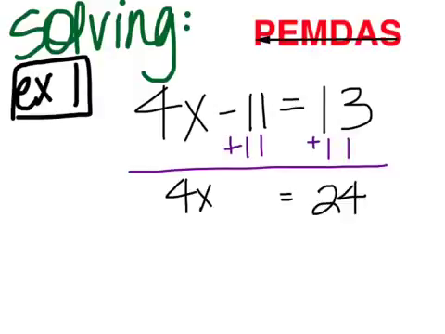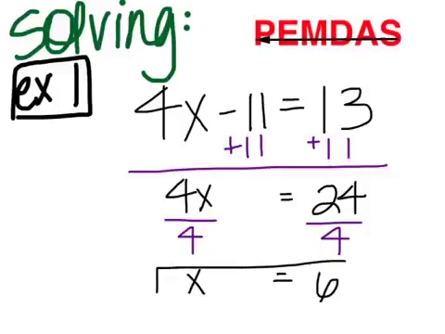We get 4x equals 24. We know that when a coefficient is in front of a variable, for example 4 and x, that operation means multiplication. So we're now on the multiplication or division. In order to undo multiplication, we divide both sides by 4. And we get x equals 6. Let's do another example.